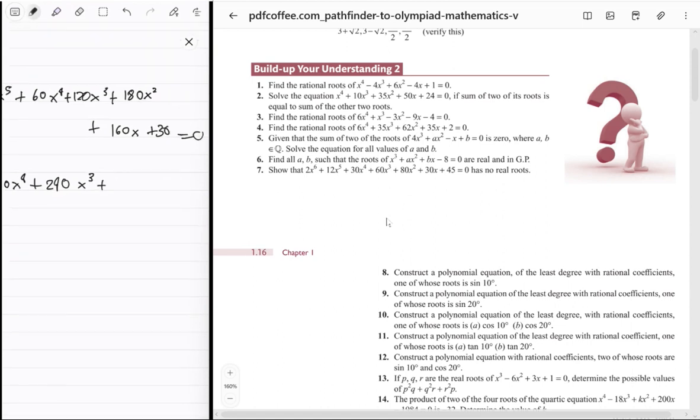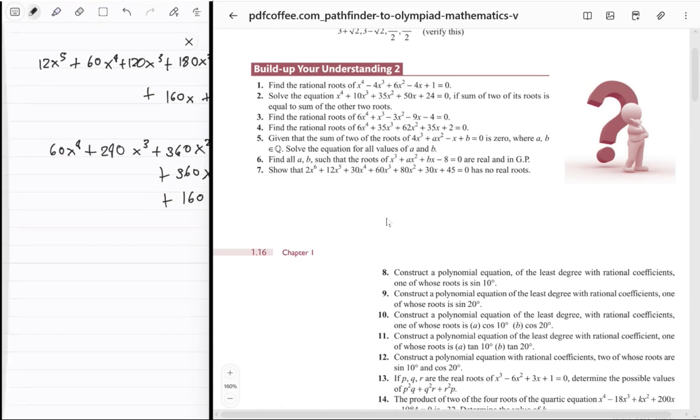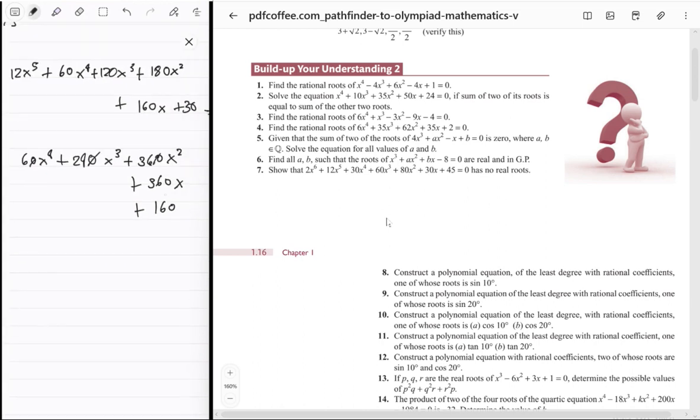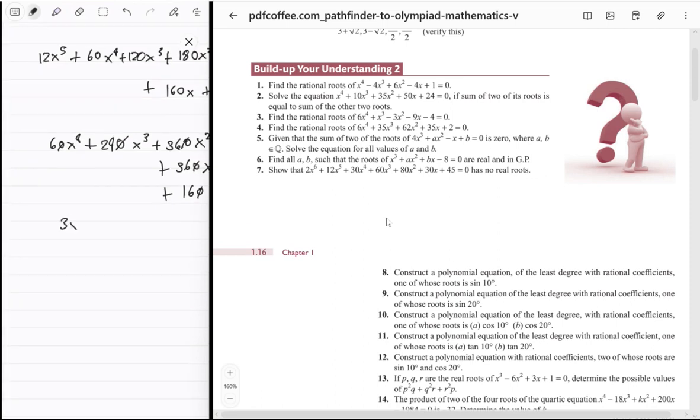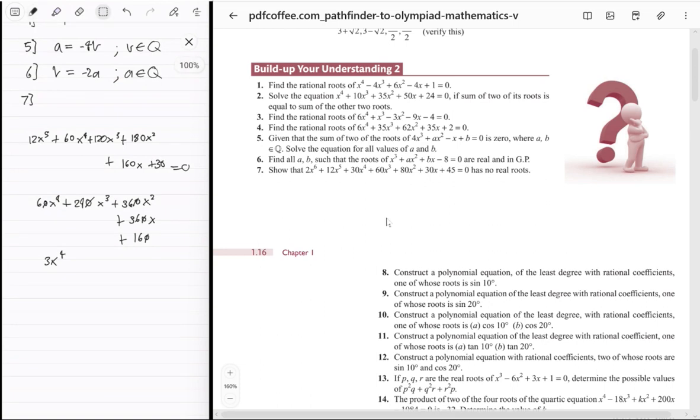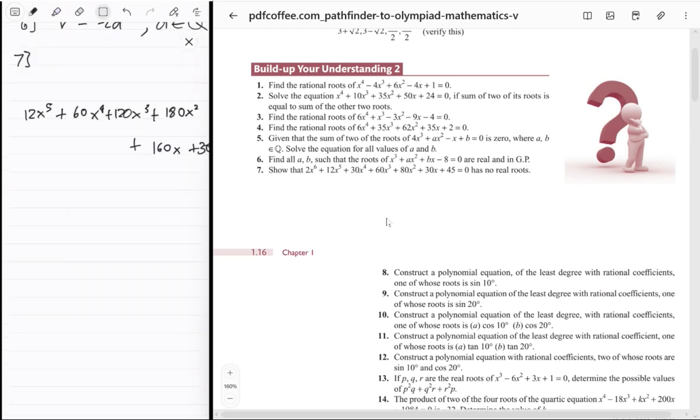This is getting very weird. Plus, okay, what is this thing? 360x^2 plus 360x, and plus just 160. So you can get rid of those zeros. All multiples of 6, no, but all multiples of 2, yes. So 3. Oh, it's still not working. Can't believe this.